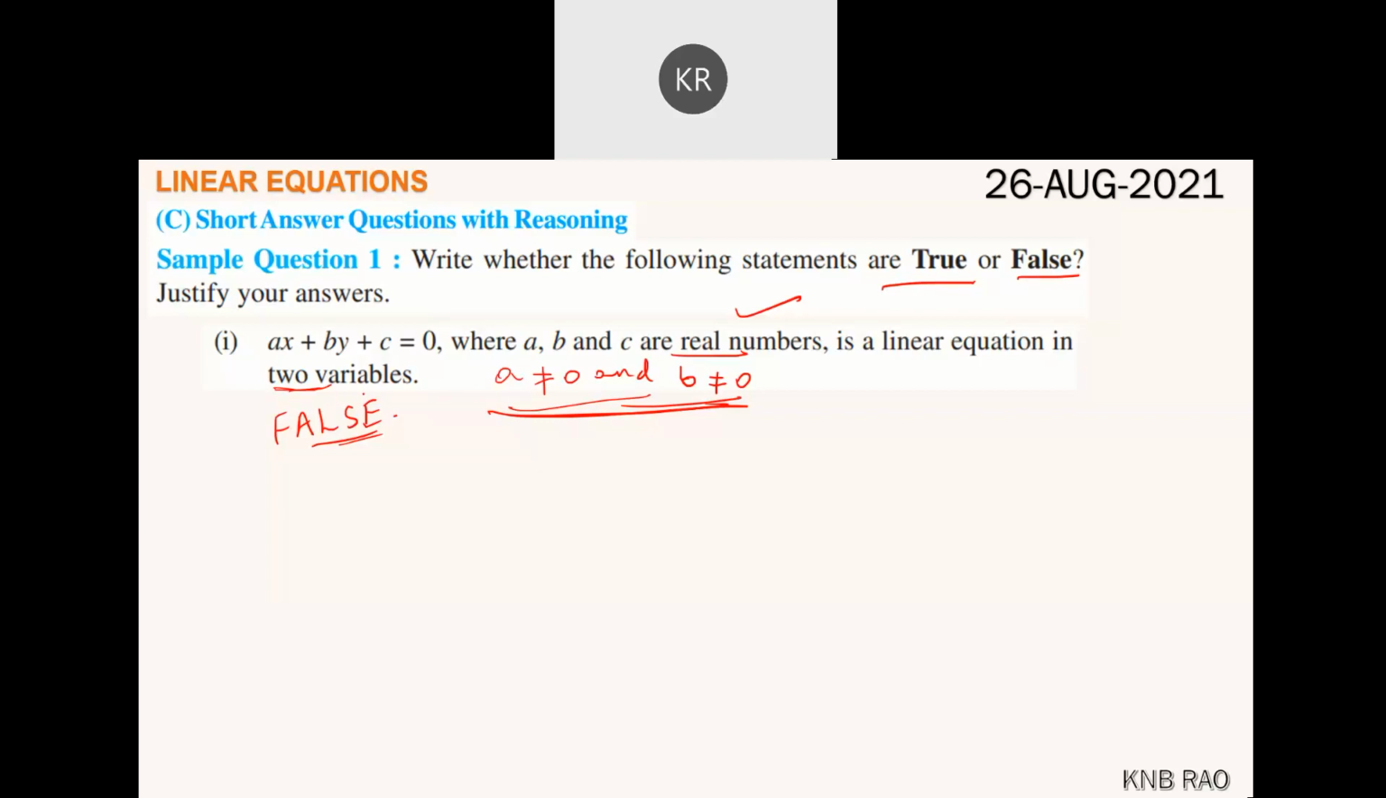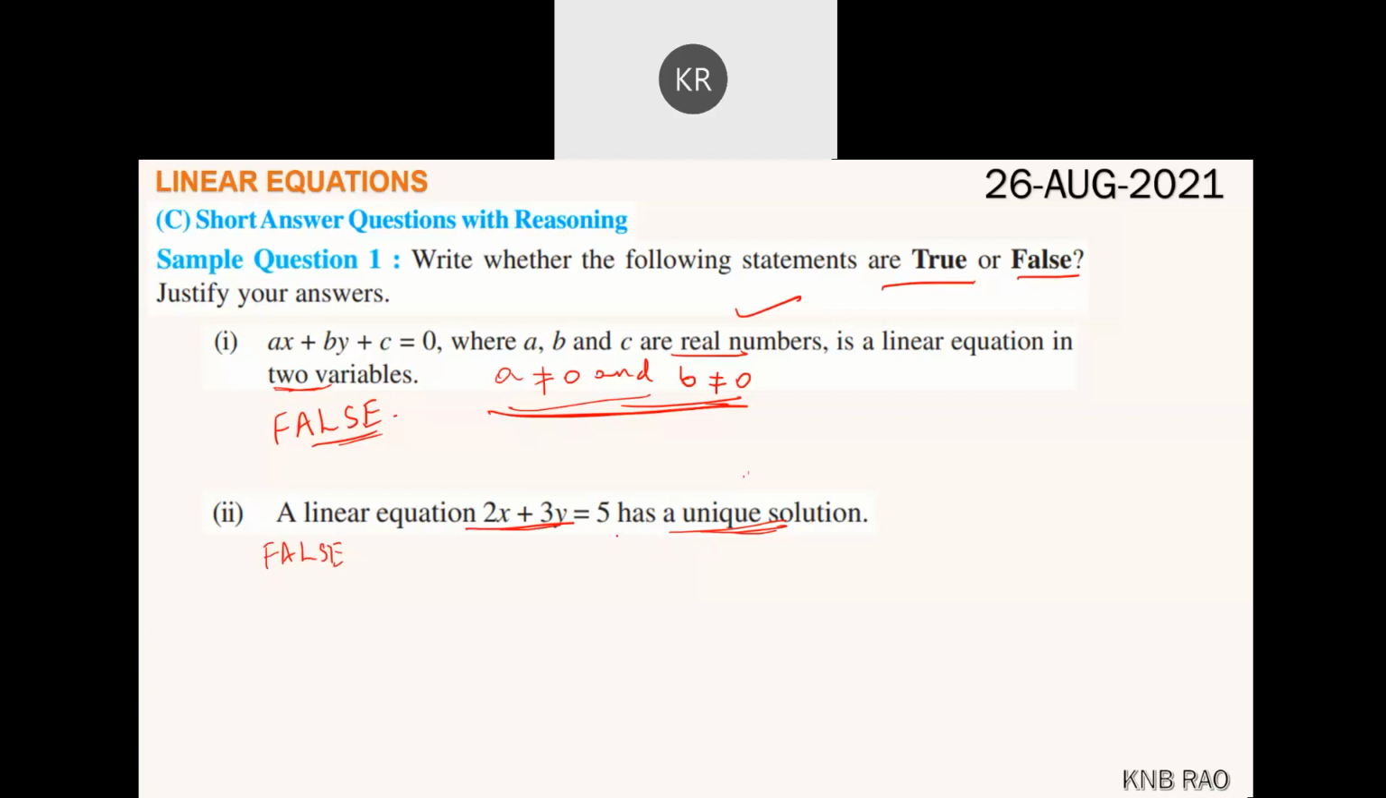Okay, next we will move on to the next question. Question 2. A linear equation 2x plus 3y equals 5 has a unique solution. Again, this is false. Why is this false? A linear equation in two variables will have infinitely many solutions. It is false.